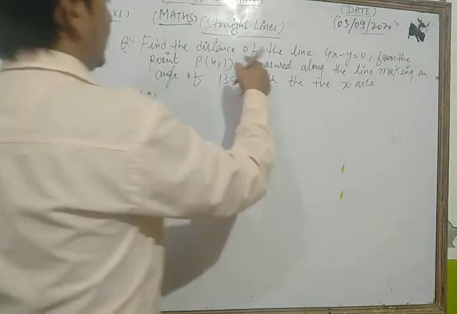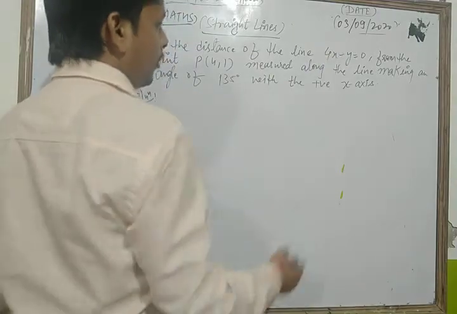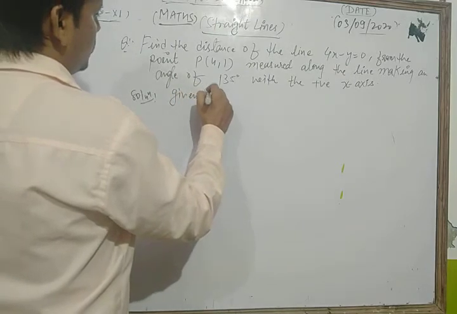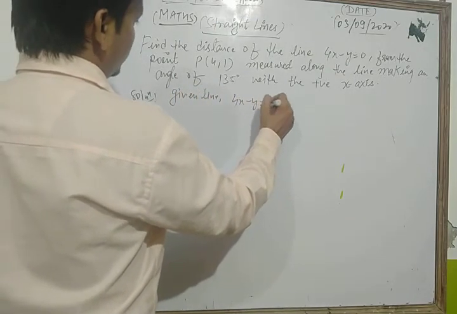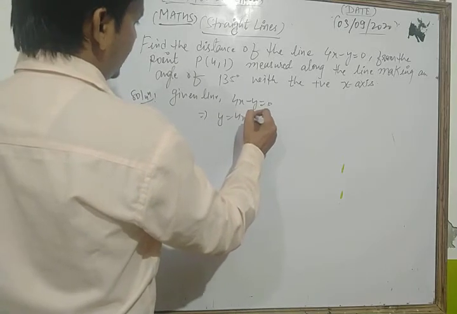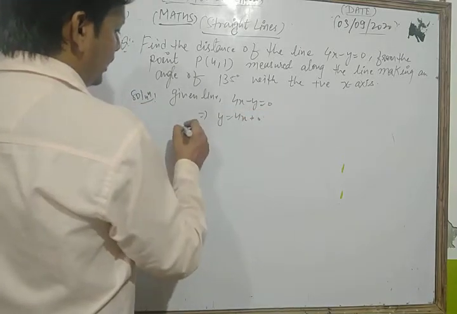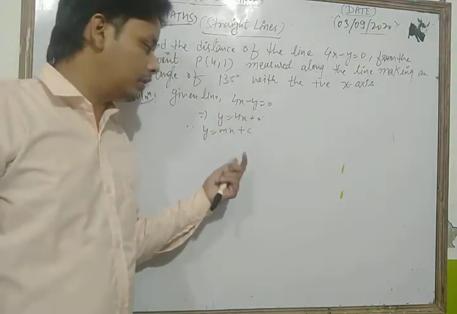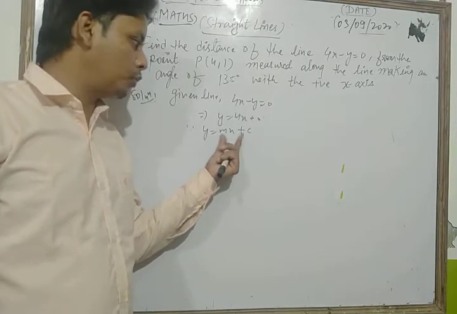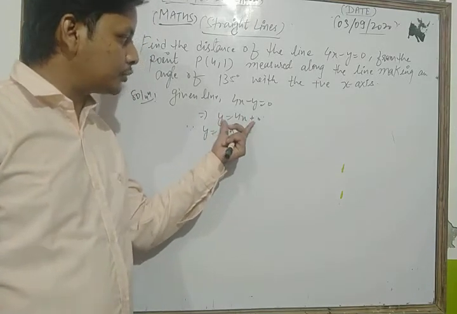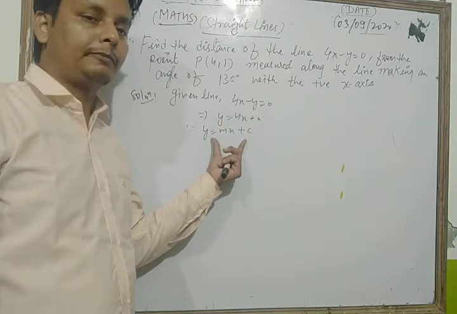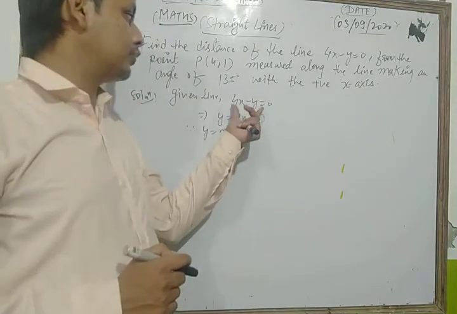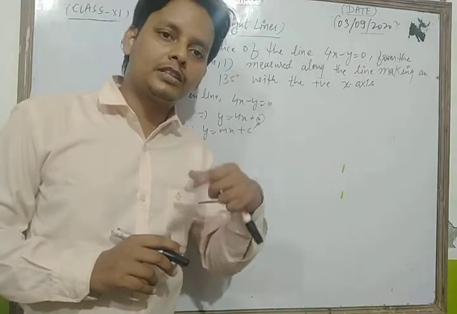Dear students, here we find the distance of the line. The given line is 4x - y = 0. Then we can write y = 4x + 0. This is of the form y = mx + c, the slope intercept form of the equation of a line. Here the y intercept is 0. It means the line passes through the origin.